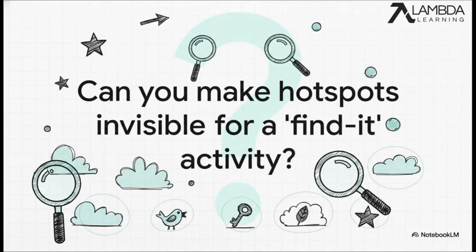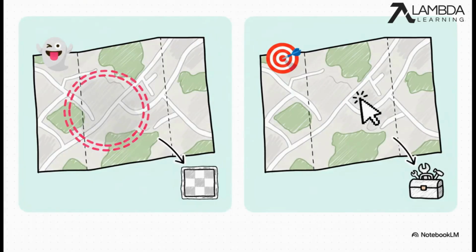Okay, let's get a little more advanced. What if you're trying to make, say, a find the object kind of game? You probably don't want big, obvious icons telling everyone where to click. So the question is, can you make those hotspots invisible? Yes, and there are actually 2 great ways to do this.